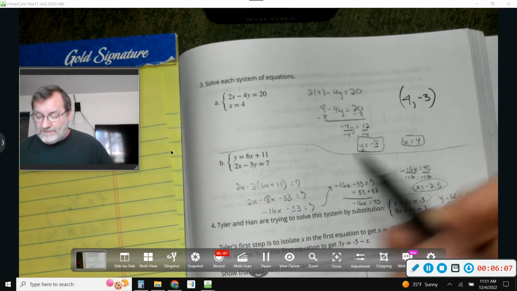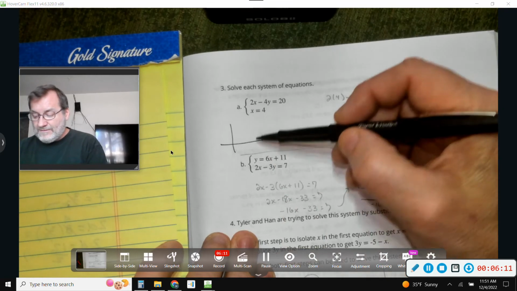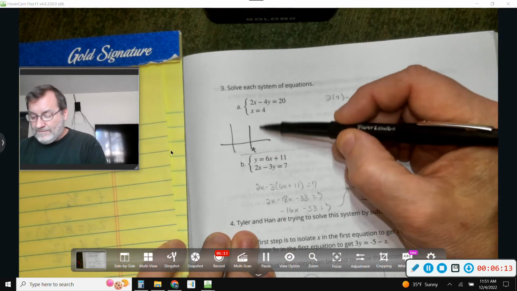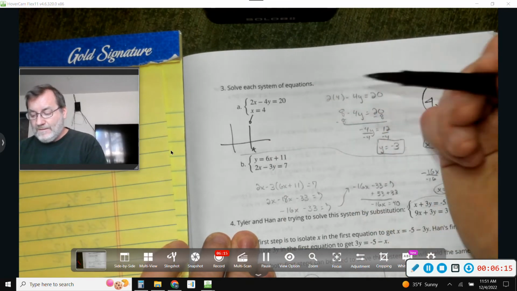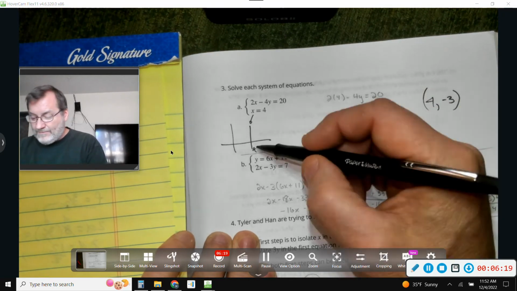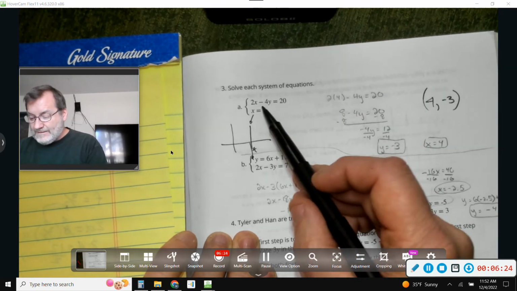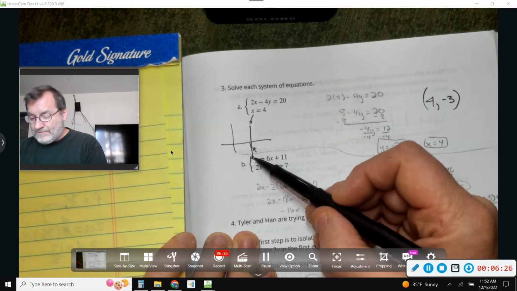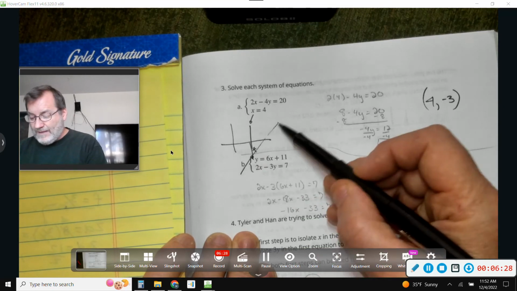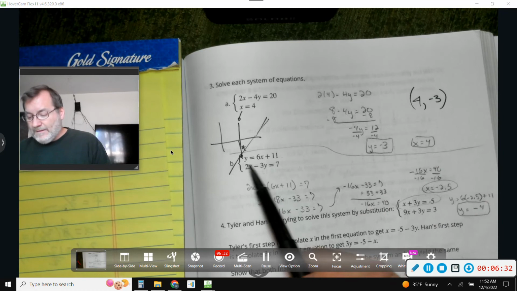All right. And what does that look like? Well, it's going to look something like this. X is equal to 4. And it's going to go and intersect at 4 comma negative 3, so the intersection is like down here. And since that's negative, it's going to have a positive slope, so it's going to look something like that.